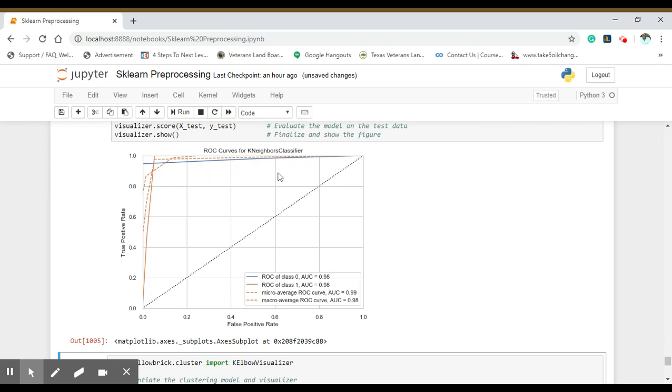Okay, fair enough. Maybe a little bit more detailed an explanation than we need, but I just want to make sure you have an understanding of what an ROC curve is, how to read it, and next we're going to go ahead and visualize a couple other metrics. Okay, thank you.